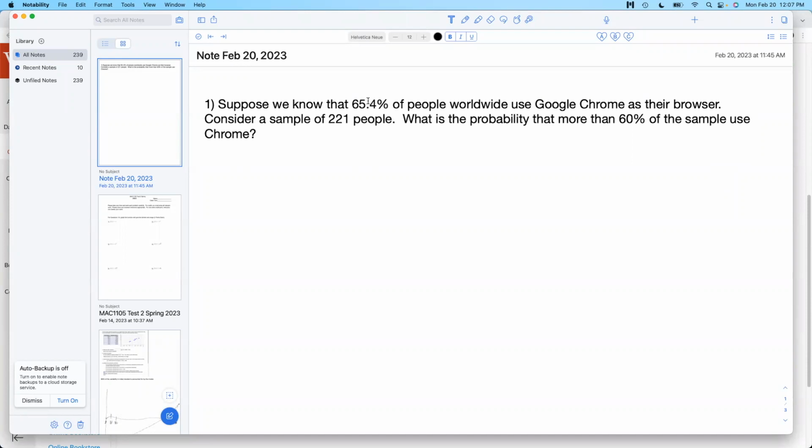So let's start by figuring out what's our population. 65% of who? Of people. So I'm just writing this down to help me write the next line. So our population is people worldwide. What are we calling success? What did the people do? They used Google Chrome.